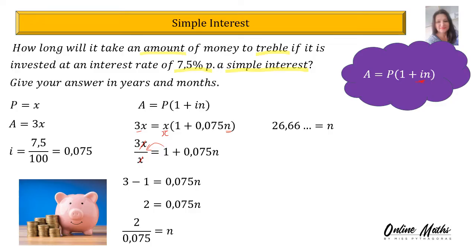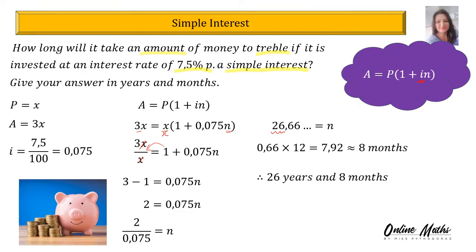Now here, the 26 is fine because that is the years, but we have to convert the 0.66 into months. And how we do that is by saying 0.66 times 12 is 7.92, and we round it off to 8 months. Therefore, it will take 26 years and 8 months for an amount of money to treble.